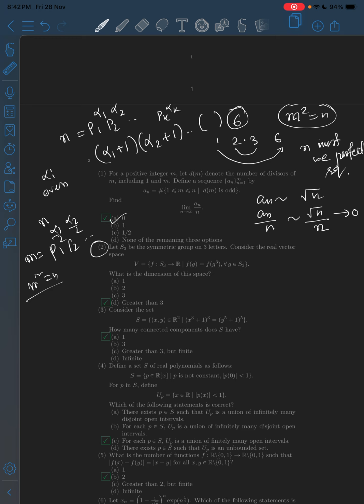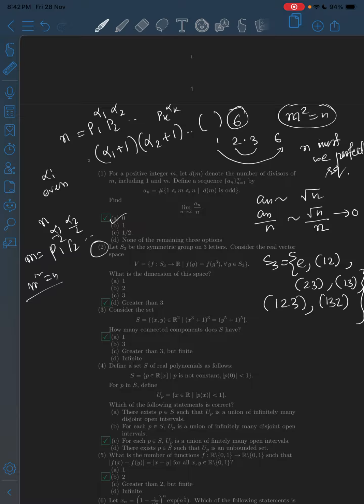Now come to problem number 2. Let S3 be the symmetric group on 3 letters and consider the real vector space V. It says you take the set of all functions from S3 to R such that f(g) equals f(g cube) for all g. So S3, you can write the elements explicitly: it is e, that means identity, then you have the 2 cycles, and then you have two 3 cycles.